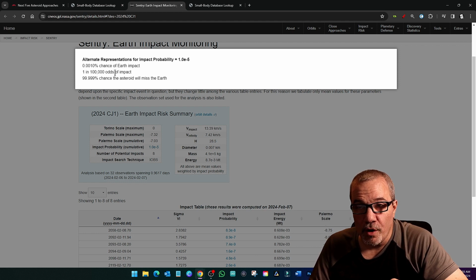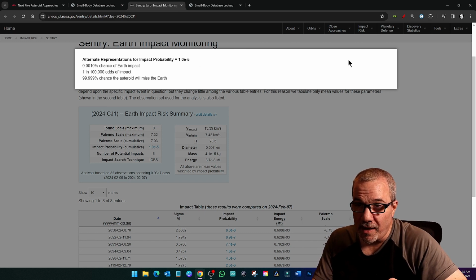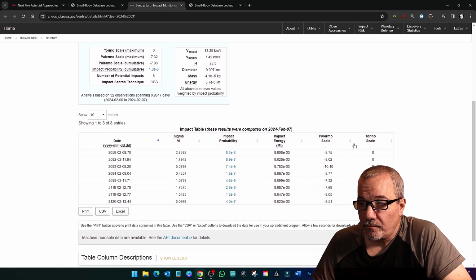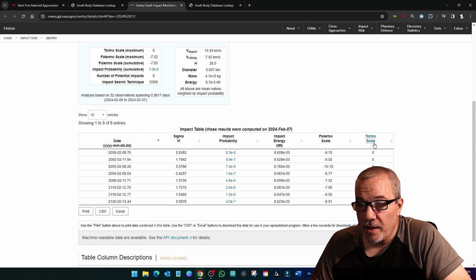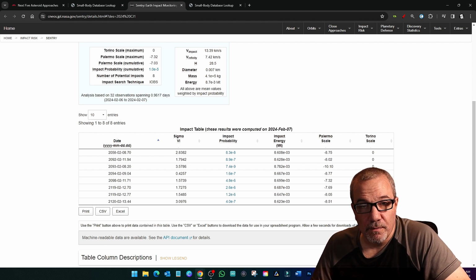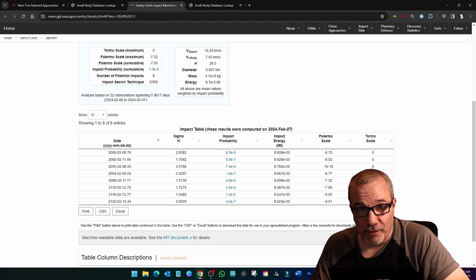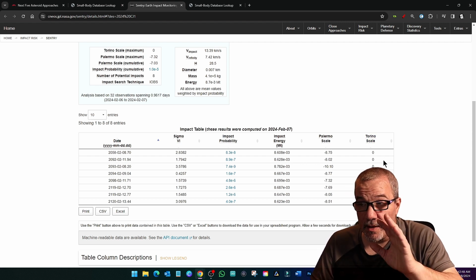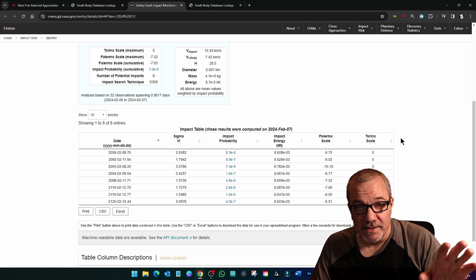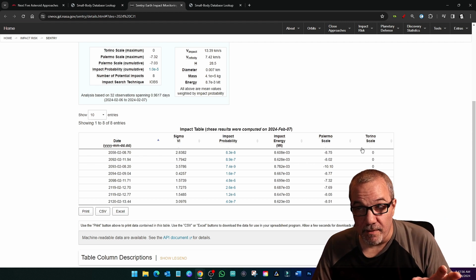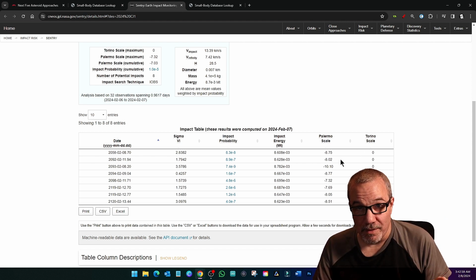It's 1 in 100,000. And the chance is 99.999% that the asteroid will miss Earth. Now, here on the Torino score, you always want to take a look at that also. All right. They have the Palermo scale and the Torino scale. The reason they really came up with the Torino scale is because it's very easy. You want it to say zero. Anything other than zero is a potential problem.